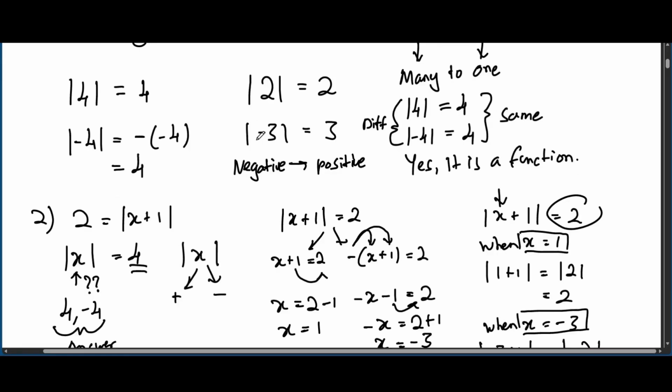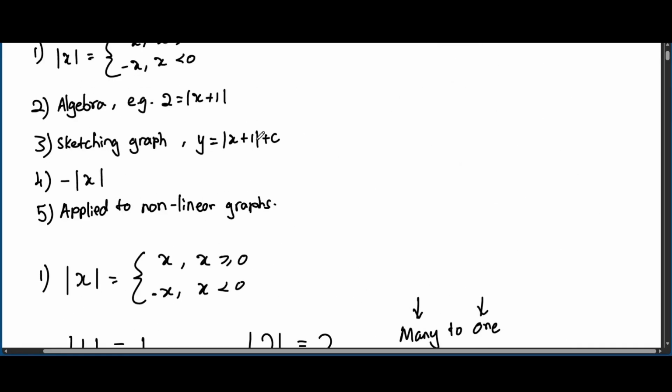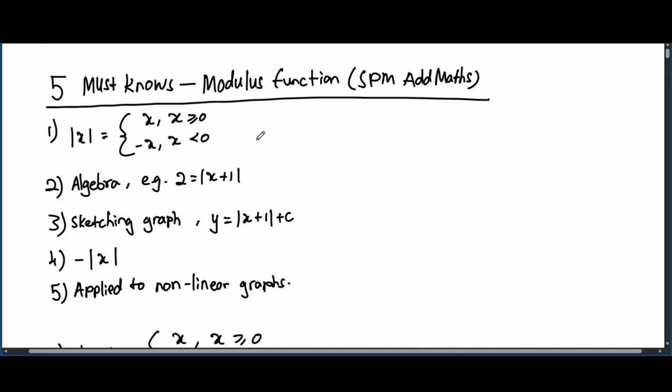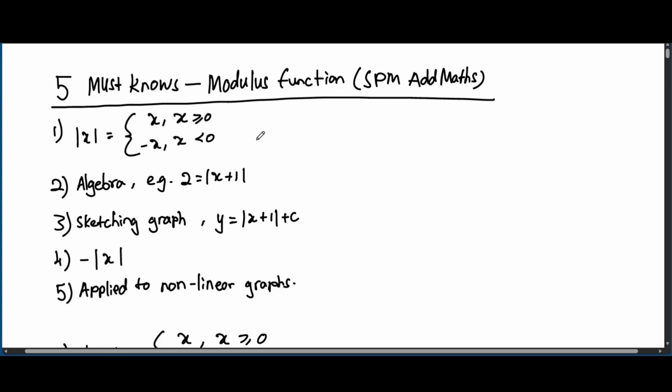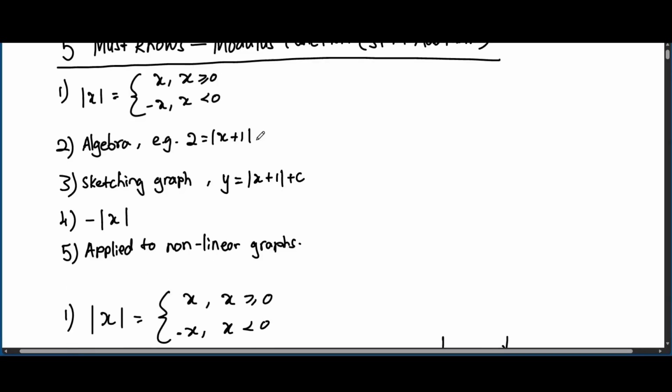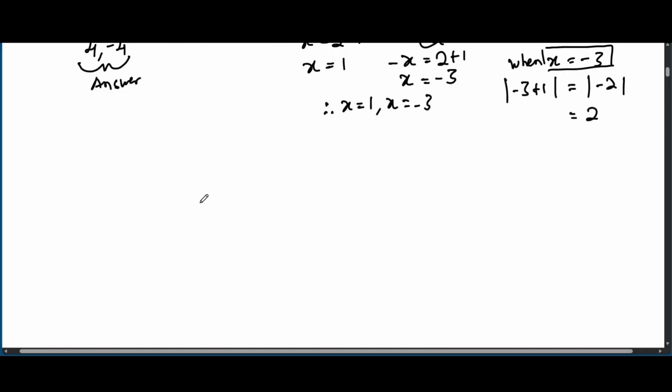What about the third point? Let's look at the third point. So the third point is sketching a graph. So similar to anything you learn in math, you need to know how to sketch a graph, right? There are two types of graph you need to know how to sketch. So let's take a look at it. Point number 3.